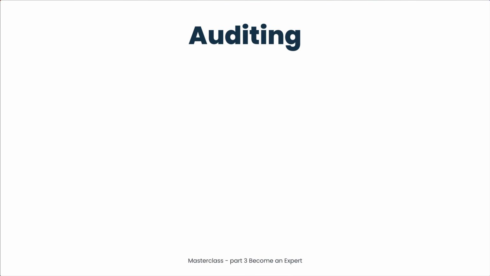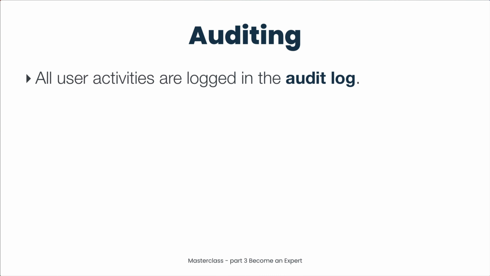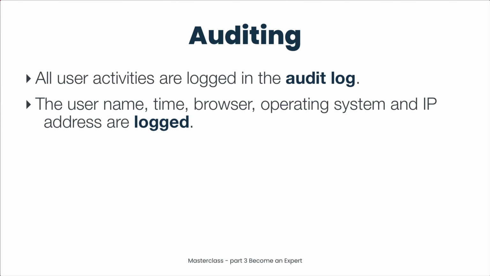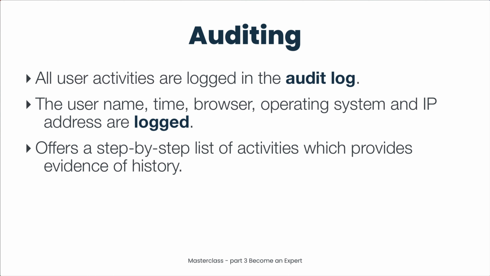Auditing. All user activities are logged in the audit log, which tracks all the user's activities. For example, it allows to see who created a test case and at what time. The username, time, browser, operating system, and IP address are logged. The audit trail offers a step-by-step list of activities, which provides evidence of history.